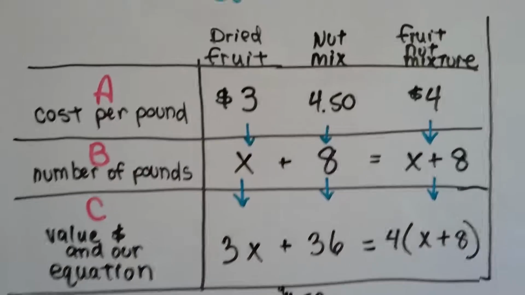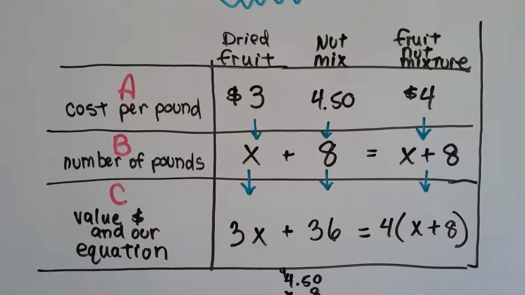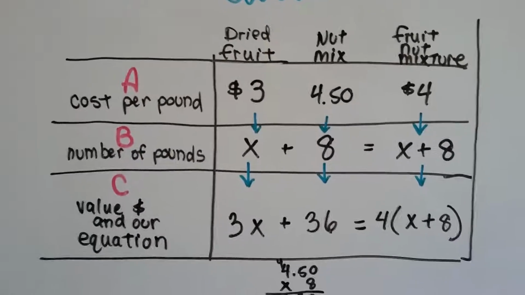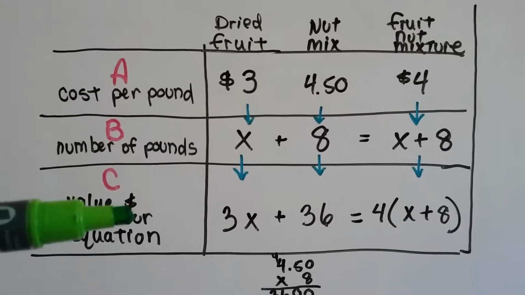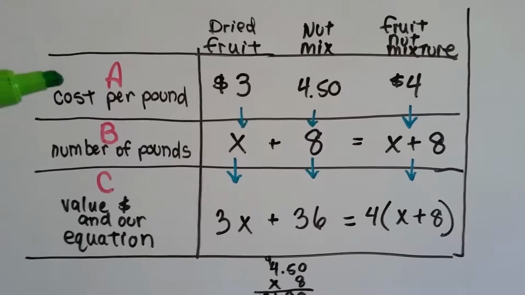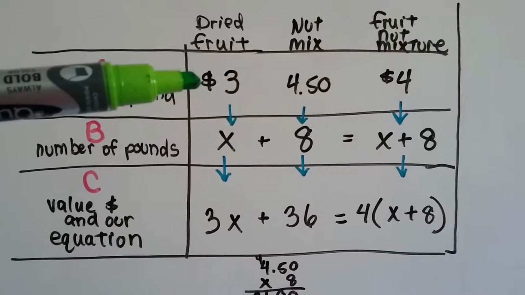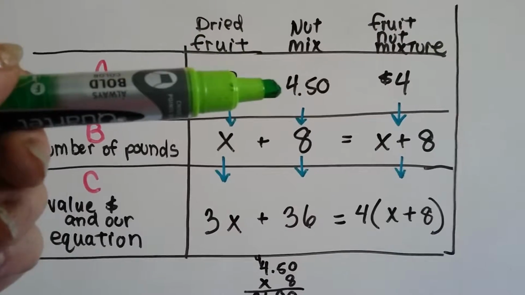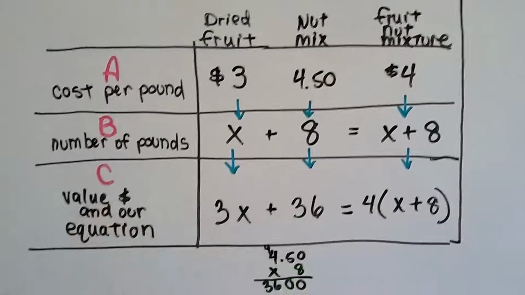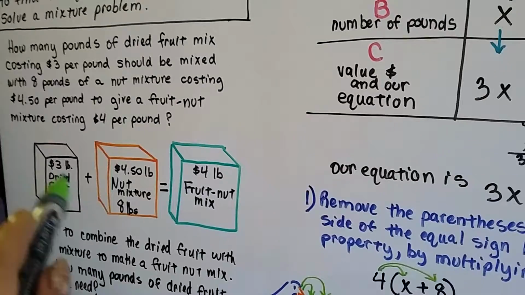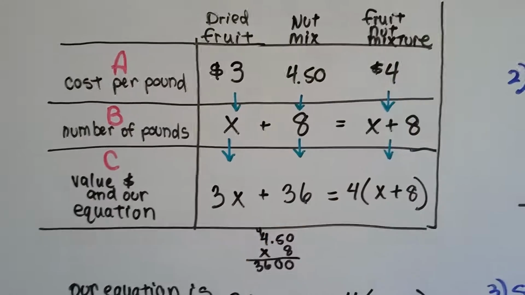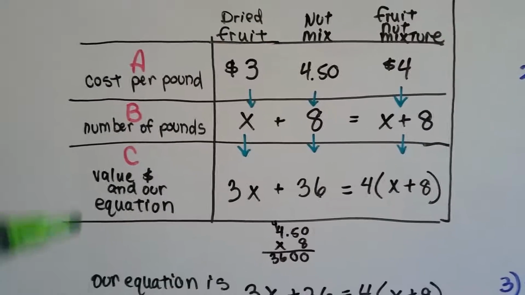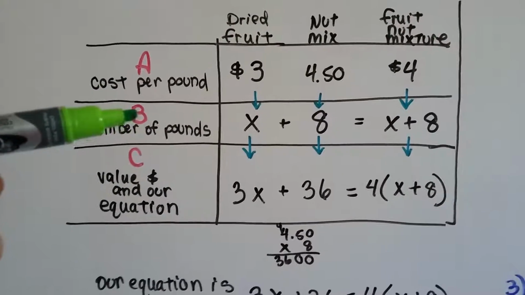So if you saw the last video, you saw this table. And this is going to help us. I want you to think of this as row A, B, and C. In row A, we put our cost per pound for our dried fruit, $3, our nut mix, $4.50, and our fruit nut mixture of $4. See? $3, $4.50, and $4. The second row, B, is the number of pounds.